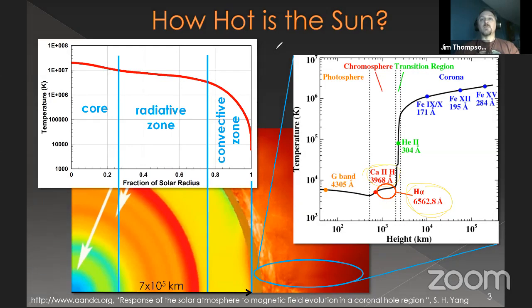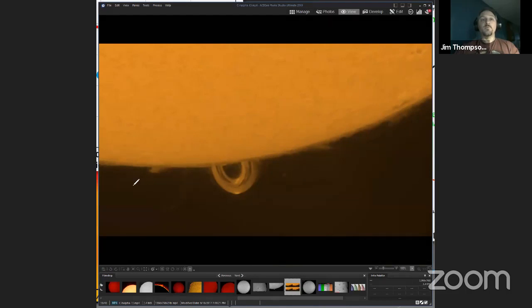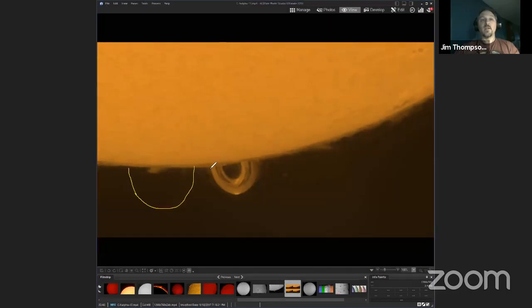I'm going to go back to this. So what we can't see in this hydrogen alpha image is that there's lots and lots of loops of magnetic field lines everywhere, all over the sun. And those loops are guiding the material that we can see, but it's also a way for energy to be transferred from the photosphere out into the chromosphere.